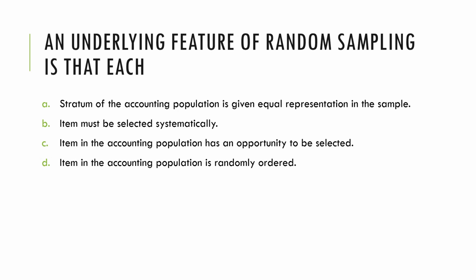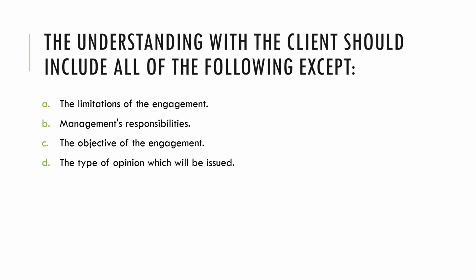Then we go back to sampling, an underlying feature of random sampling. Random sampling, this is the gold standard, is that each letter A, stratum of the accounting population is given equal representation in the sample. Letter B, items must be selected systematically. Letter C, each item in the accounting population has an opportunity to be selected. Or letter D, items in the accounting population are randomly ordered. One beauty and strength of random sampling is that we are giving each item in the population a chance to be chosen. So the answer is Charlie.